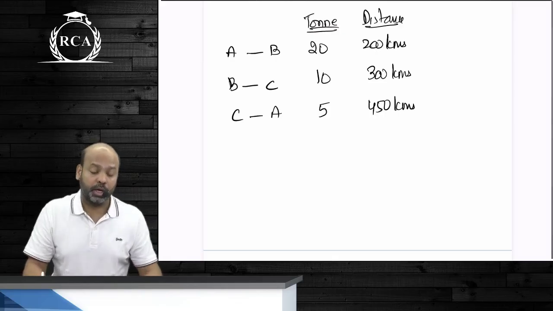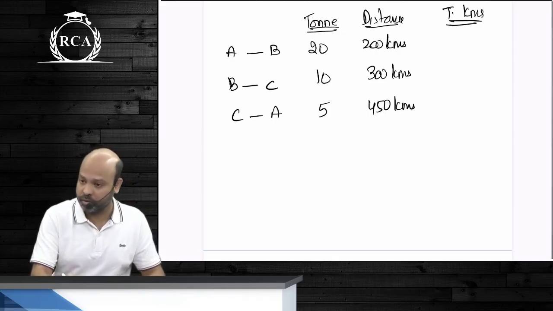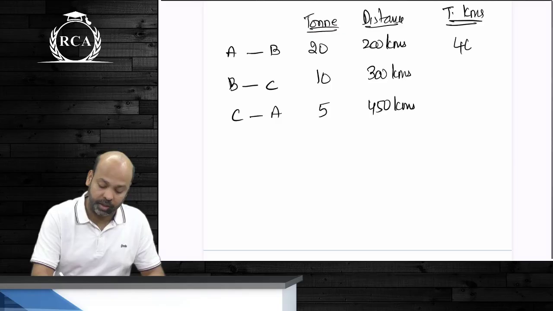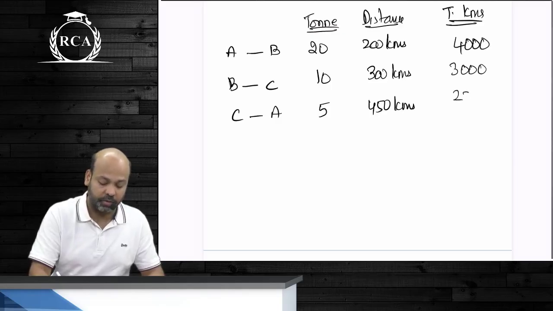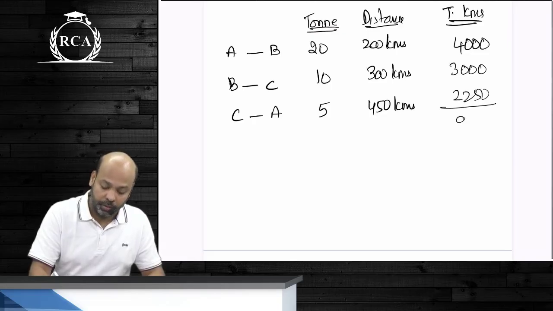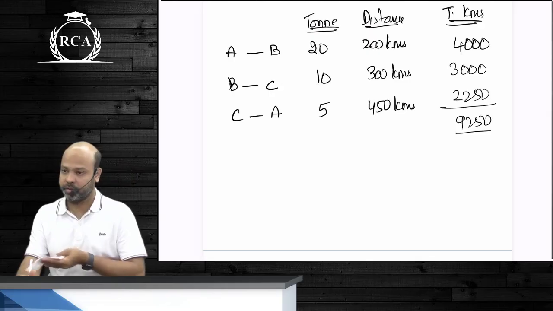If you were to arrive at the total number of ton kilometers, what you just did is multiply the number of tons with the total number of kilometers. First case it is 4000, next it is 3000, next it is 2250, all put together that will be 9250 ton kilometers. Yes or no?